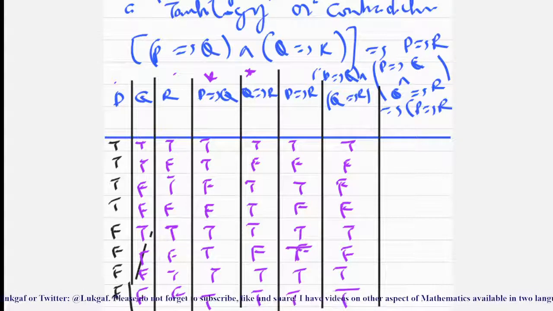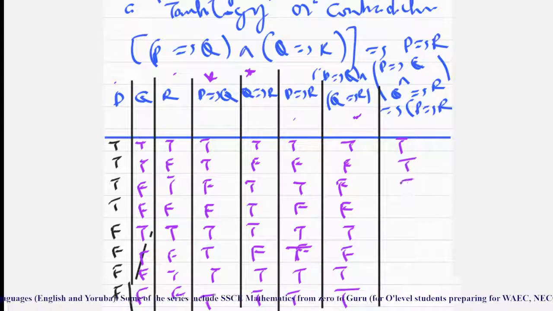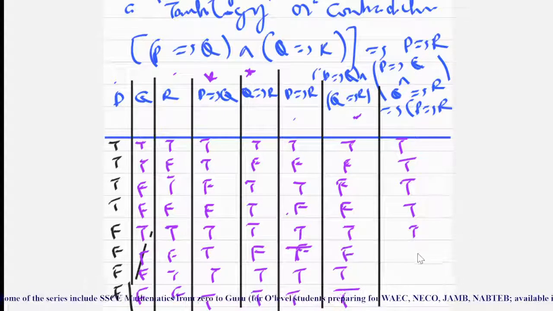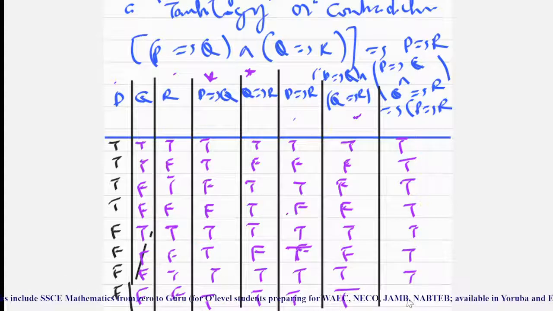Then we have to now combine this guy implies P implies R. Don't forget, you can only have false when the first is true and the second is false. Otherwise, all of them will be true. True, true, true. False, false, true. False, true, true. False, false, true. True, true, true. False, true, true. True, true, true. Can you see now? What do you have now?